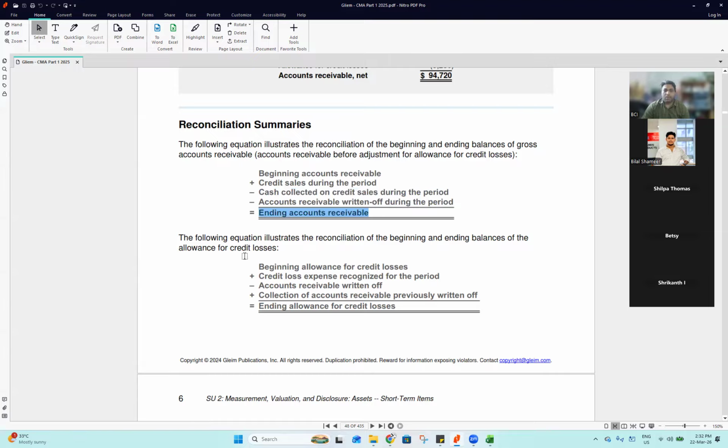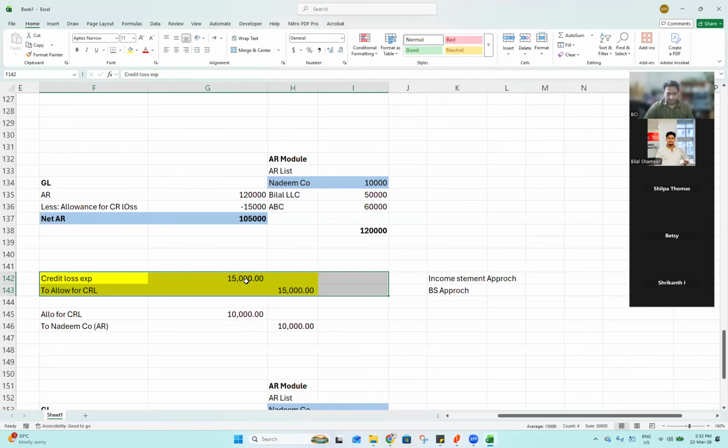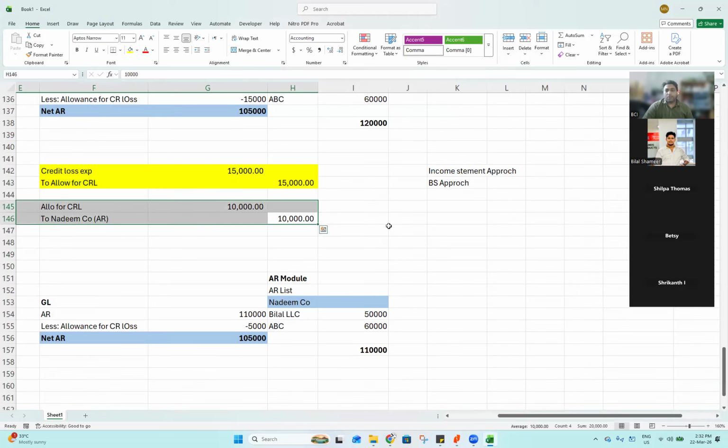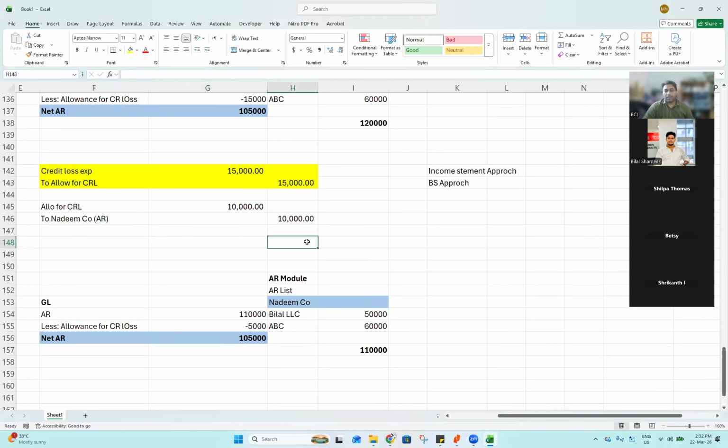Then for the allowance for credit losses also: beginning allowance plus credit loss expense recognized in the period, minus accounts receivable write-off, plus collection of accounts receivable previously written off. Now, assume that you thought I became bad, correct? But later on, I came back and gave you money. Then what will be your entry? You'll receive cash from me, right? So cash account debit to allowance for credit losses.